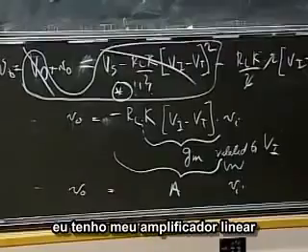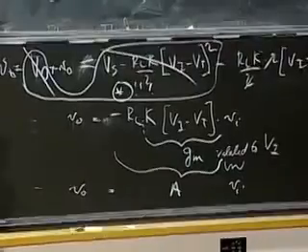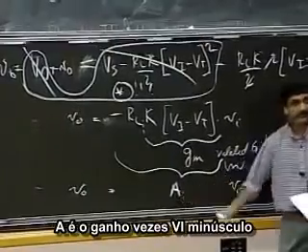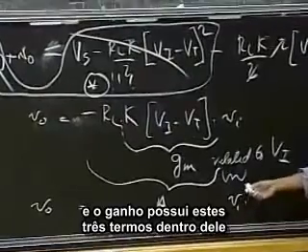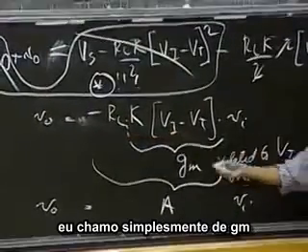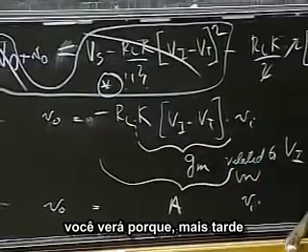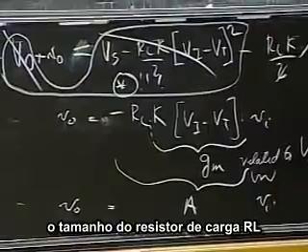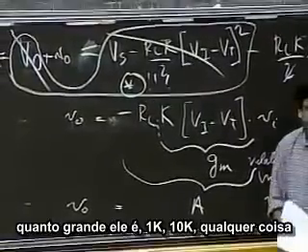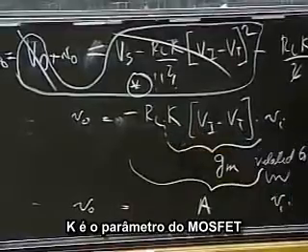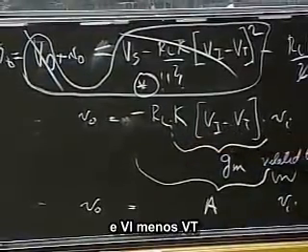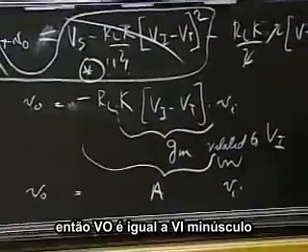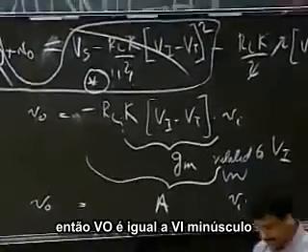There you go. I have my linear amplifier. vo is the gain A times small vi, and the gain has these terms in it. I just call this GM; you'll see why later. Notice that the gain relates to RL, the size of the load resistor, how big it is, 1K, 10K, whatever; K, the MOSFET parameter; and Vi minus Vt, a constant for a given bias point voltage, and small vi. So vo equals A times small vi.